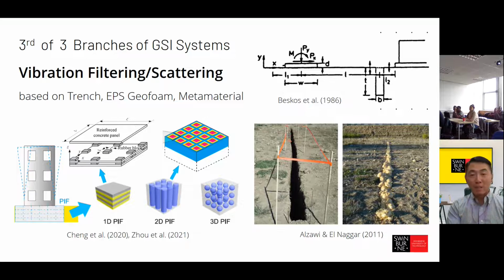Okay, and then in recent years, there has also been some fantastic research about the use of advanced materials like metamaterial for creating the so-called periodic isolation foundation. PIF here means periodic isolation foundation, which is based on periodic structures like this one, a layer of reinforced concrete panel with rubber block, for example, and this is 1D PIF. And then they have also researched the use of 2D periodic isolation foundation and the 3D version of it. These are considered more advanced GSI systems, but they are apparently more expensive, I believe.